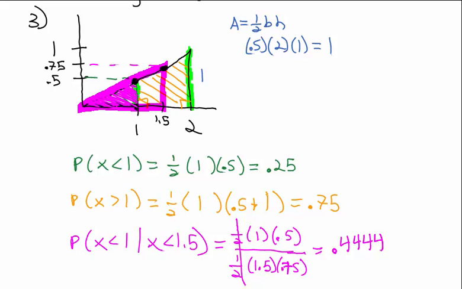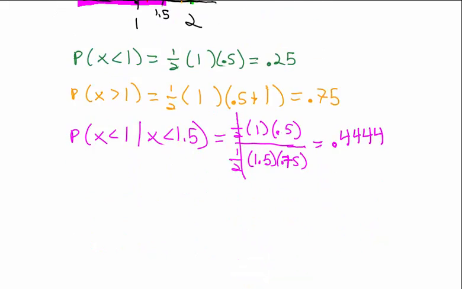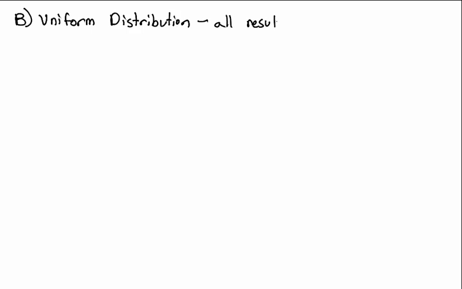So the way we calculate probabilities with continuous functions is we find their area. Now, the easiest probability distribution function to work with is called the uniform distribution. In the uniform distribution, all results are equally likely.